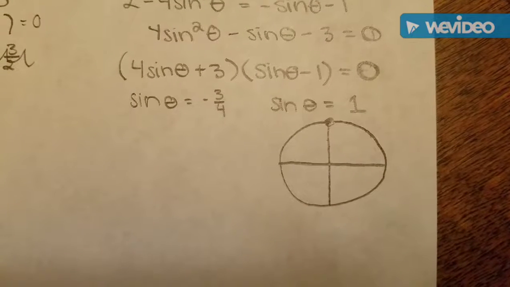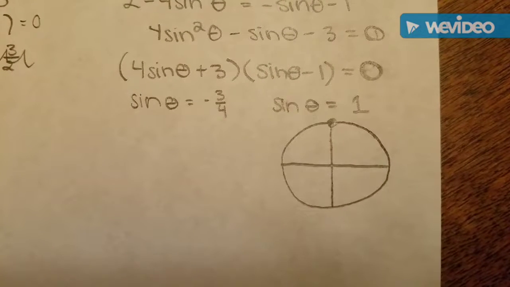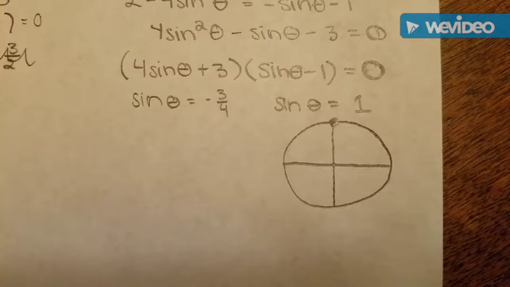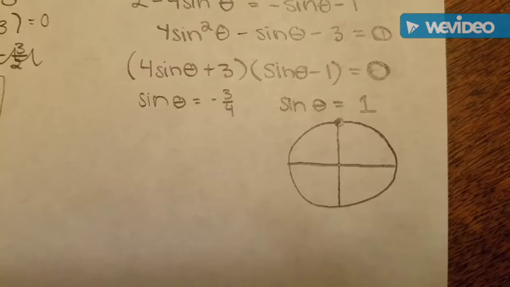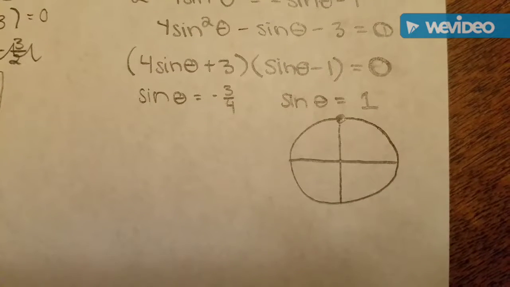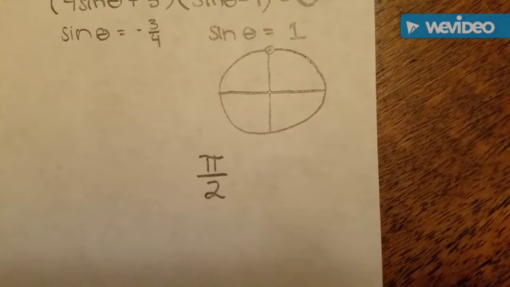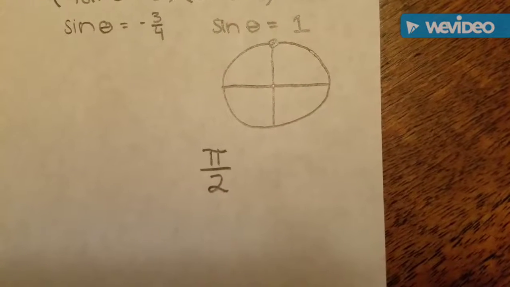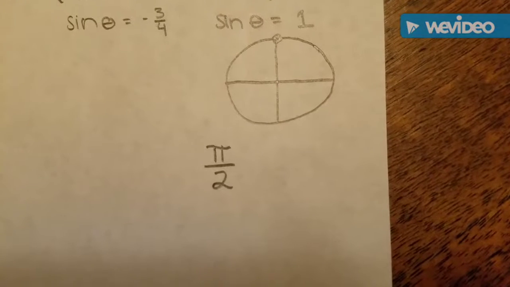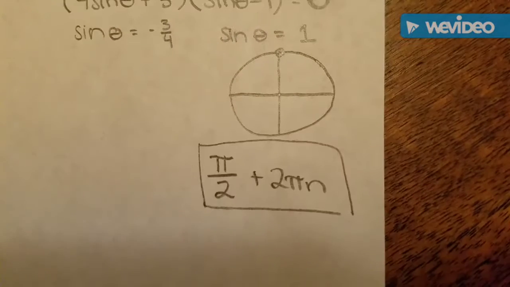So drawing a unit circle for reference, we know that sine of theta equals 1 is straight up, which we know is pi over 2. And again, there was no given domain restriction, so we're going to add a plus 2 pi n to show that this repeats.